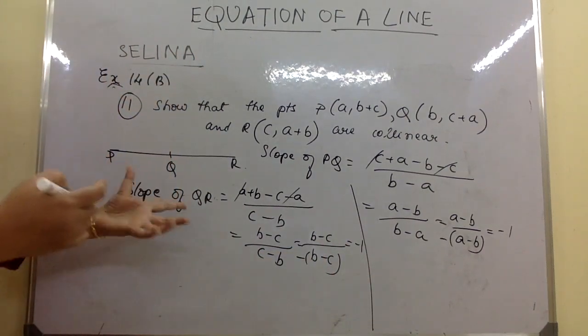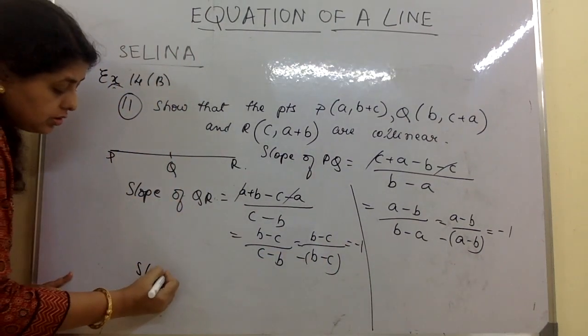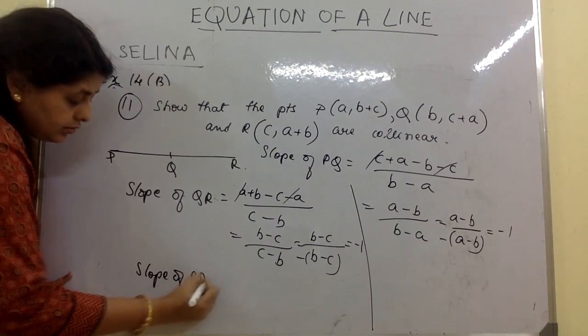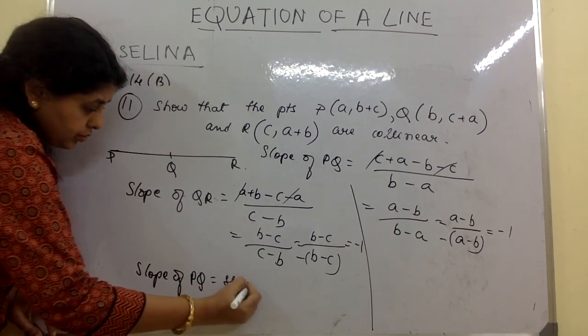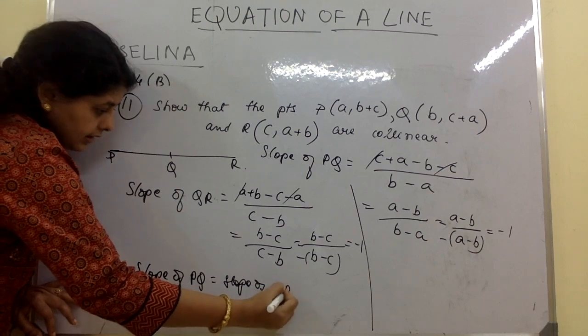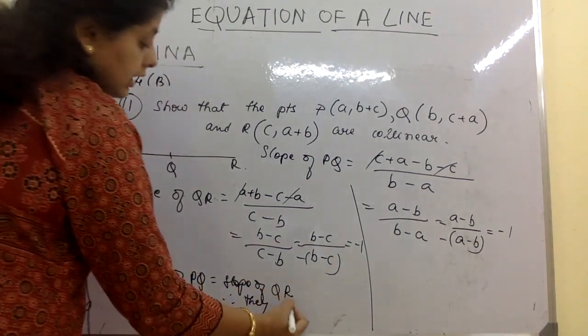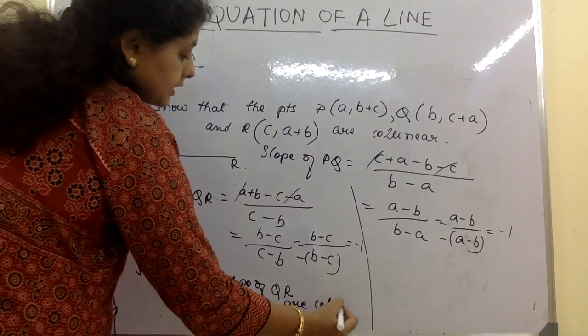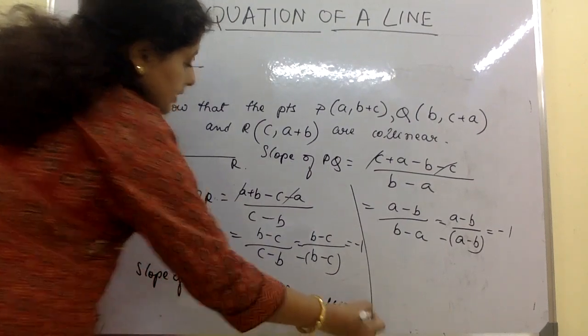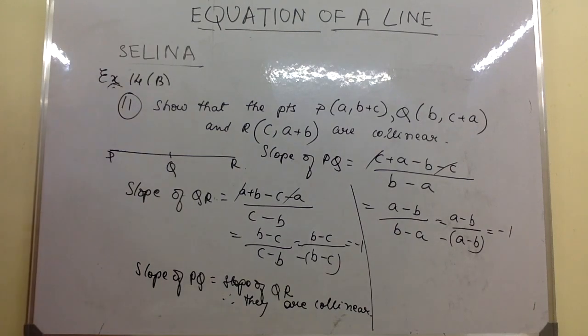Slope of PQ is equal to slope of QR. Therefore, they are what? They are collinear. They lie in the same line. Okay, therefore they are collinear.